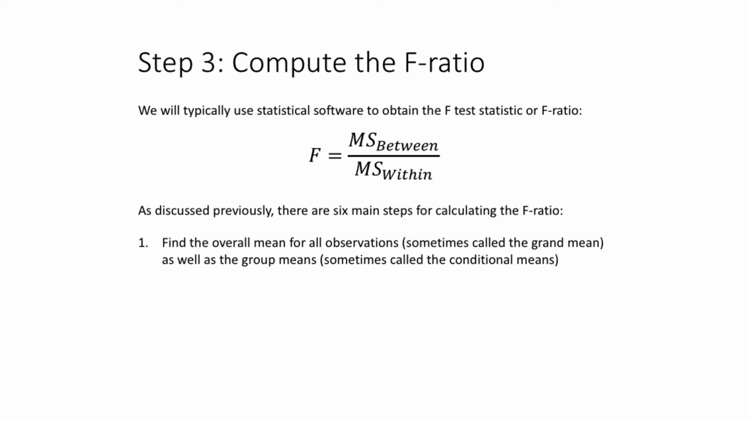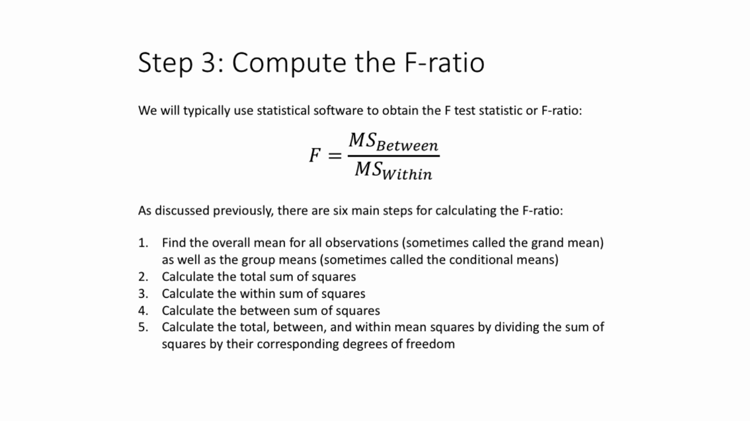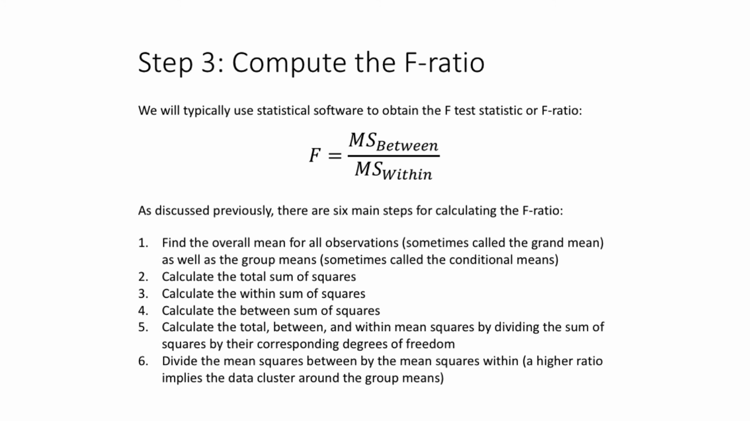We find the overall mean, sometimes called the grand mean, and then we find the group means, sometimes called the conditional means. These are the benchmarks by which we calculate the total sum of squares, the mean squares between, and the mean squares within. Then for step 2, we calculate the total sum of squares, then we calculate the within sum of squares, and the between sum of squares. Once we have these sum of squares, we divide each by the respective degrees of freedom, so we have the total, between, and within mean squares. Then we divide the mean squares between by the mean squares within.